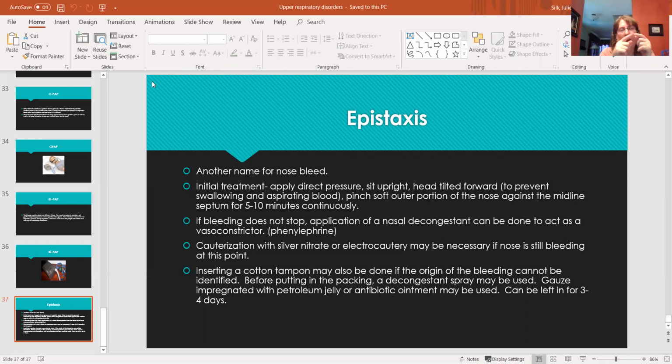Obviously the tampon would have a little string off at the end of it. So this goes into the nose and then the string hangs out and you usually tape it on their face. This is going to stay in for 3 to 4 days.